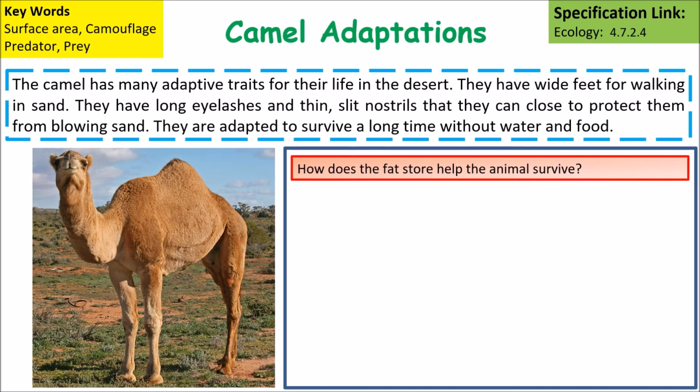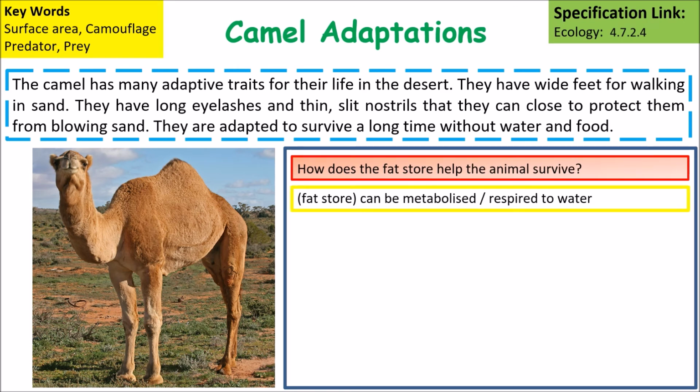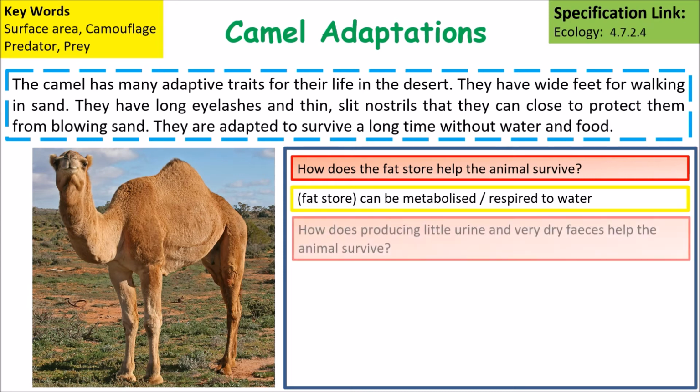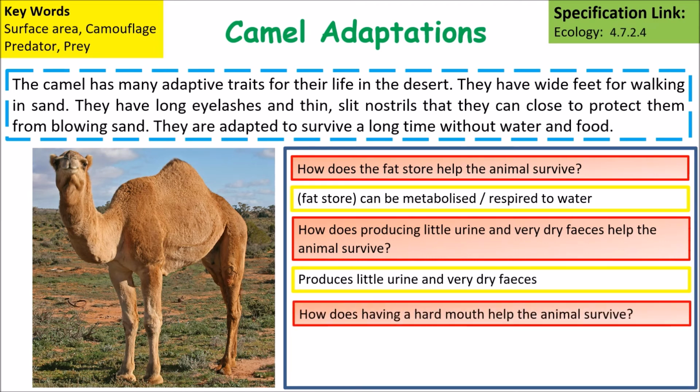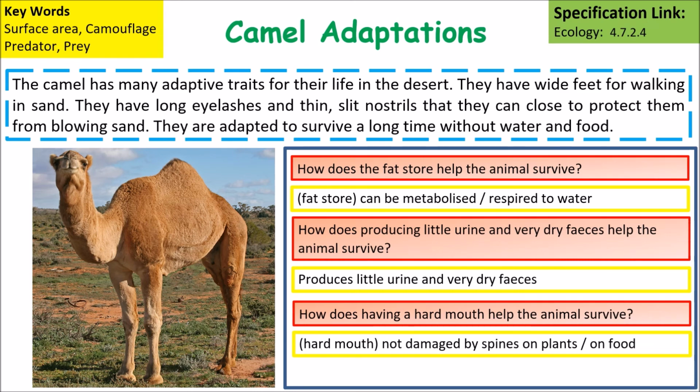So how does fat store help the animal survive? It's because it can be metabolized back into water. How does producing little urine and very dry feces help? So water is not lost in that feces and urine. And how does having a hard mouth help? It means that it doesn't get damaged by spines on plants and such that it's trying to eat.